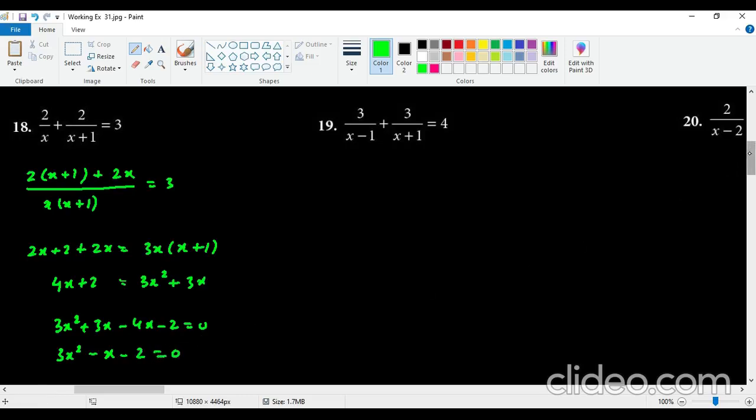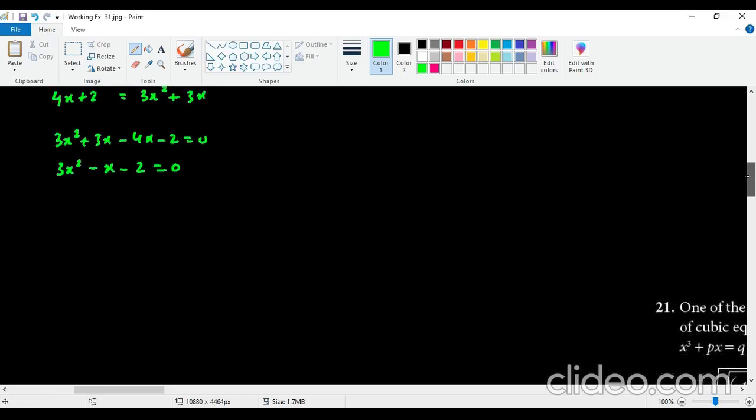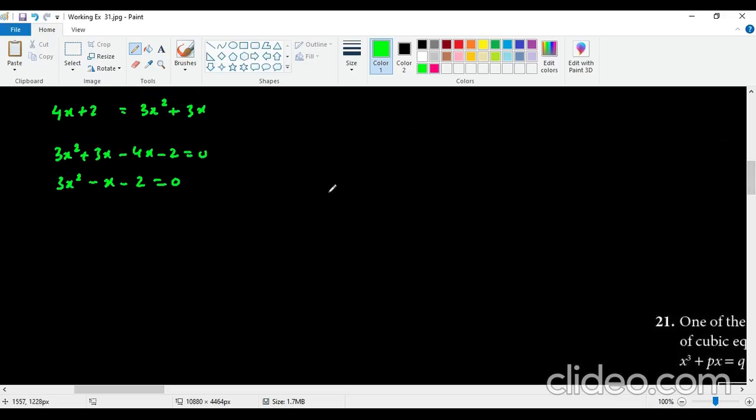Now finding out factors of 6. Factors of 6 are going to be minus 3x and plus 1x. I will write 3x squared as it is, and minus 3x plus 1x minus 2 equals 0. Now we can factorize this. 3x is common in both of them, and x minus 1 is going to be in one bracket. Copy down as it is, and plus 1 going to be here.